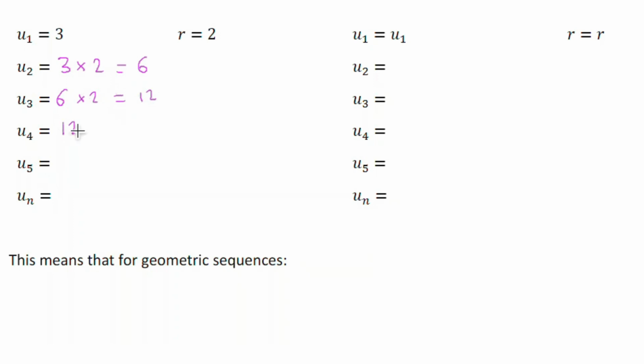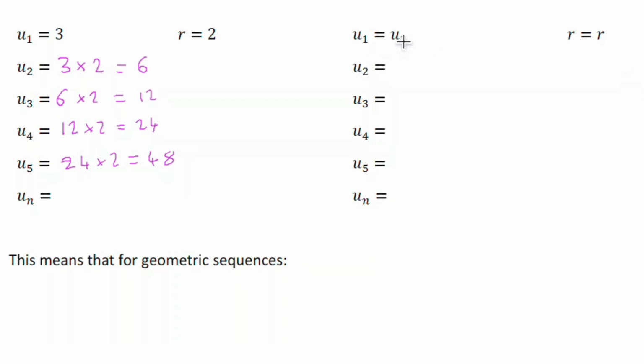The next term, the fourth term, is 12 multiplied by 2, 24. The fifth term is 24 multiplied by 2, which is 48. But what's the nth term of this sequence? For arithmetic sequences, it was fairly clear, but it's not as obvious in this one. So let's have a look at the general case and see if we can deduce it from there.